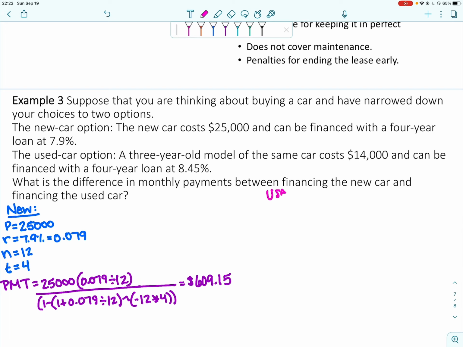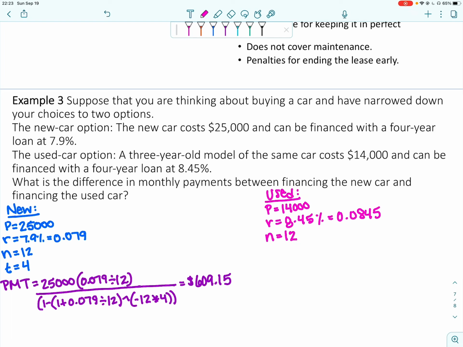So let's look at the used car. The used car is $14,000, but it has a higher interest rate, 8.45%. Make sure you keep all the decimals when you are converting interest rates into decimal form. Don't ever round interest rates.